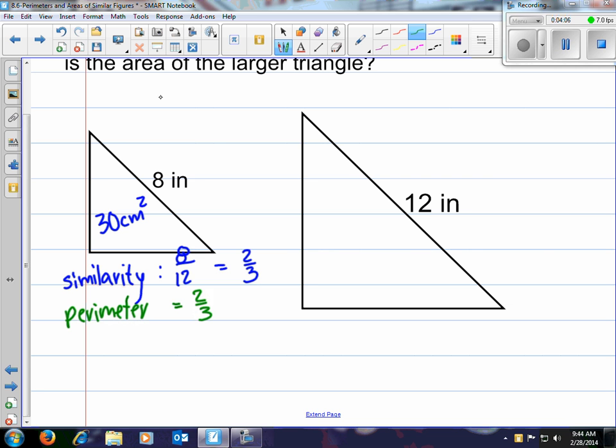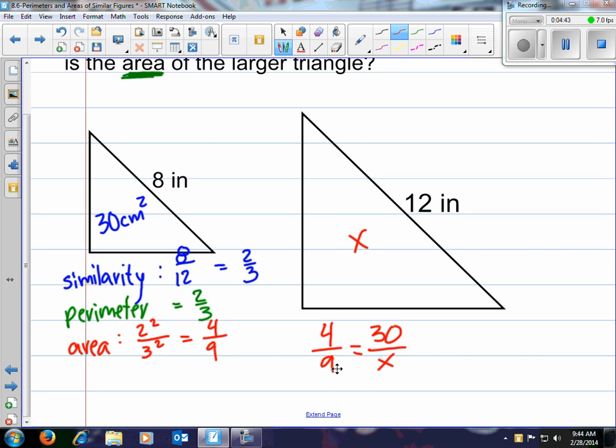The last one we need is our area, because we're going to be trying to solve for area. So I have my area ratio, which is going to be 2 squared over 3 squared. And 2 squared is 4, 3 squared is 9. So now this is my ratio of how much this is going to change. So now I can set up my proportion. My proportion is going to be 4 over 9 is equal to something. So I have my area ratio, which is 4 over 9, and that is equal to, we're going to say 30 over x, because we don't know what the area of this is. So I have to use my area ratio and set it equal to my actual areas.